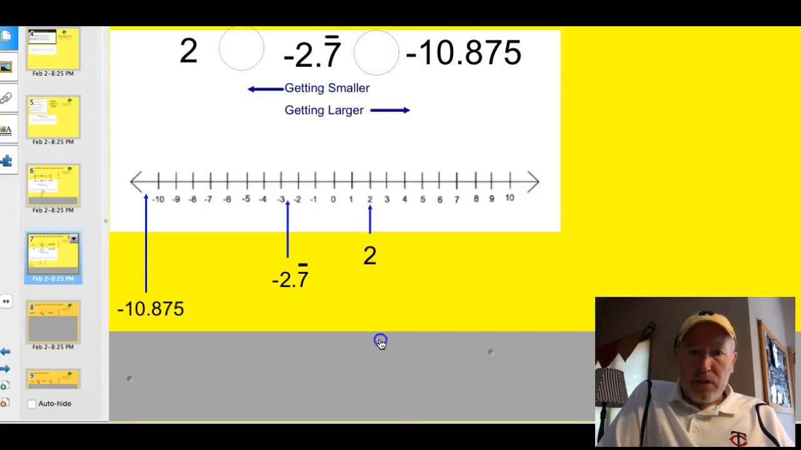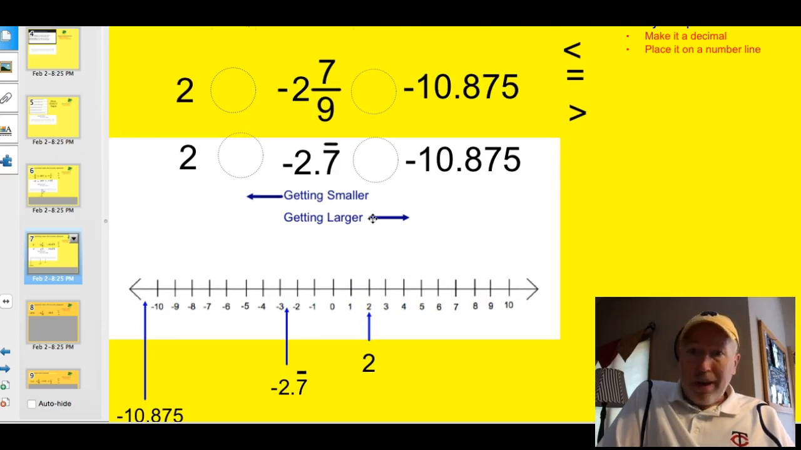Well, it's pretty obvious that 2 is the biggest, right? And then this is negative 2.7, so it's going to fall here almost to negative 3. And negative 10.875 is kind of off the chart, but it's over here somewhere. So from least to greatest: smallest, second smallest, largest. Okay? So now we got to put these symbols in.